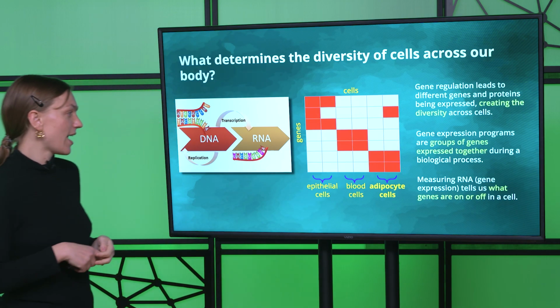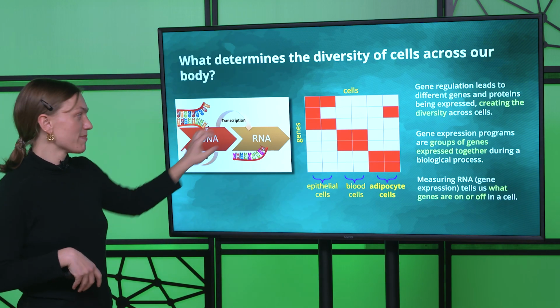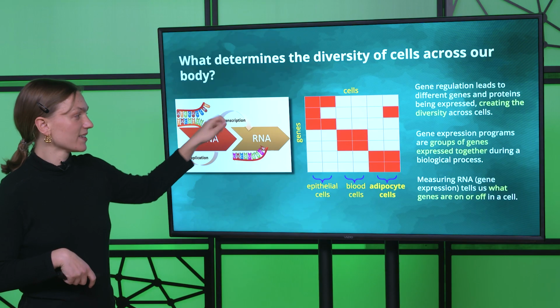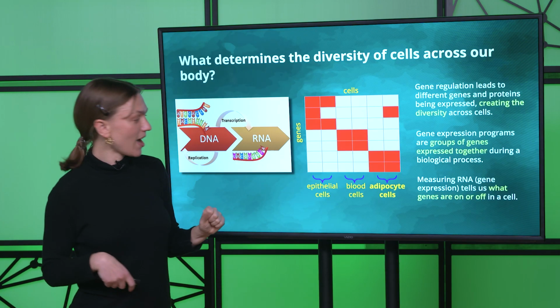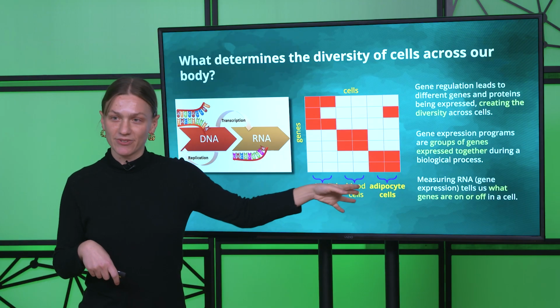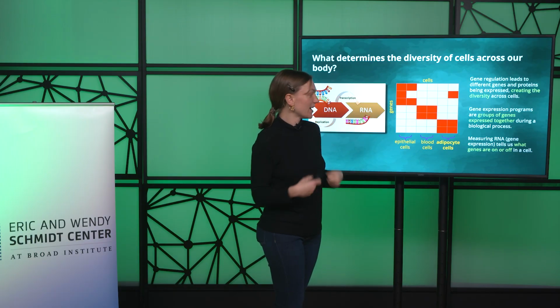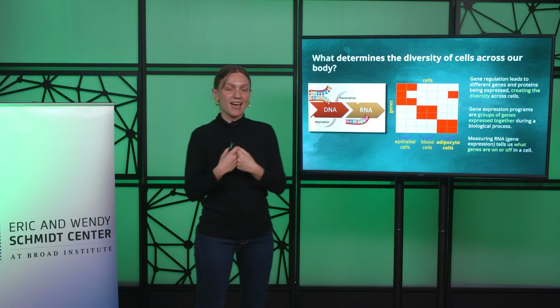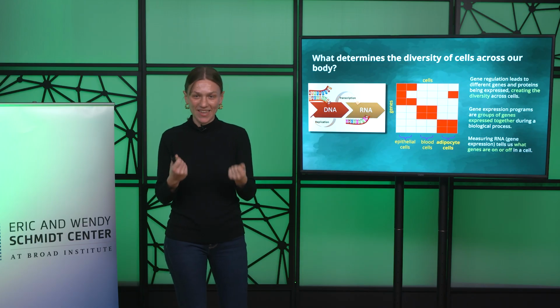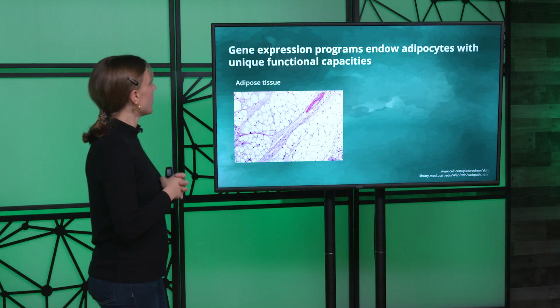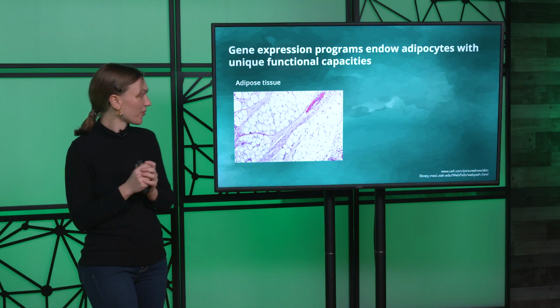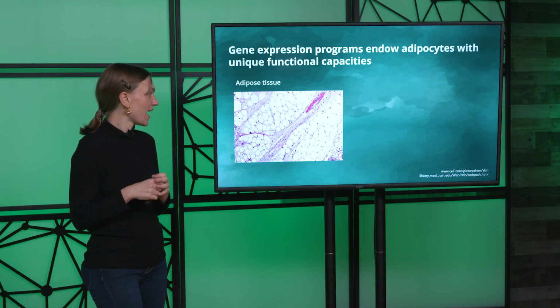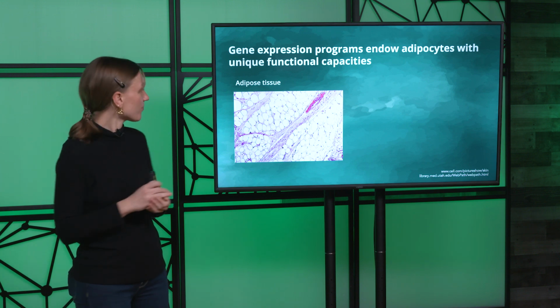And so measuring the amount of this RNA in every single cell will allow us to tell which gene expression programs are present in the different cells, and by that means really identify what these cells are and hopefully learn what they're doing. And so we spoke a little bit about gene expression programs and how these define cell identity.